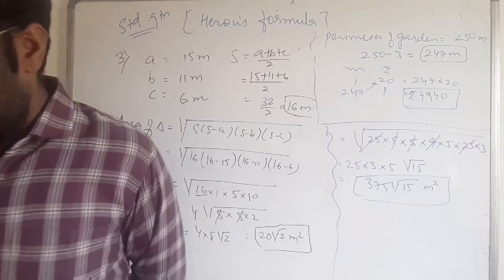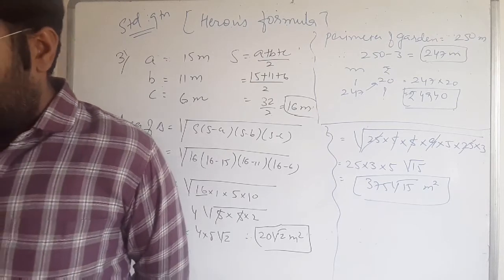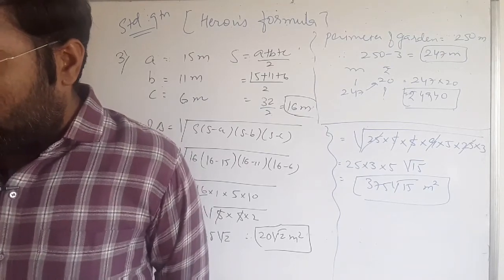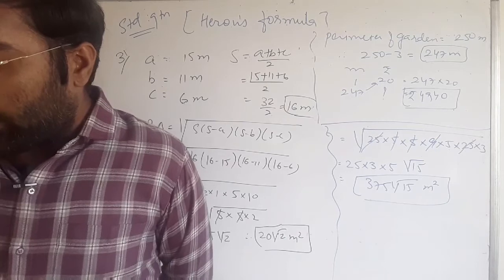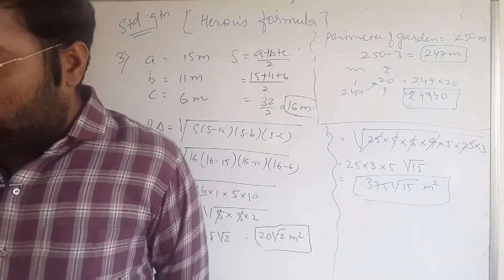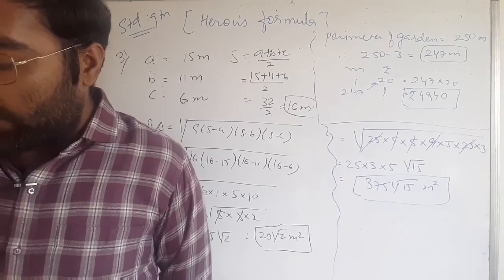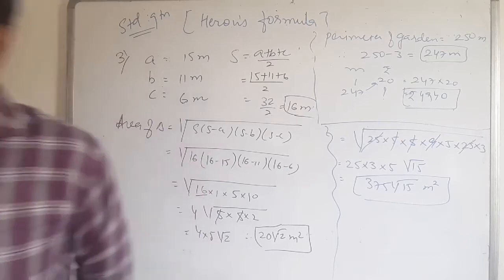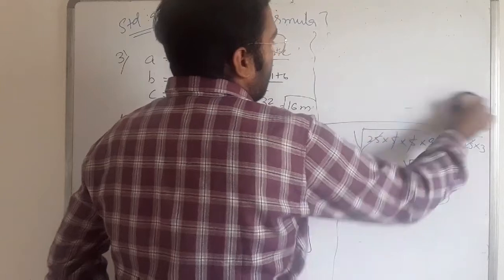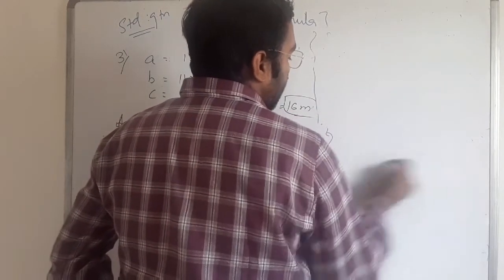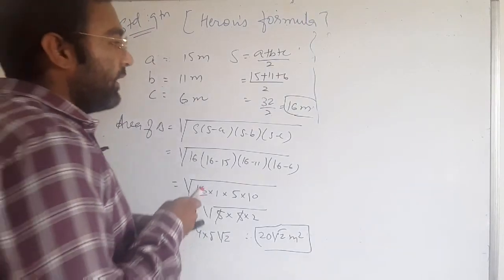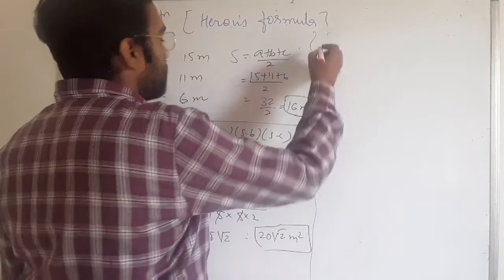Here is one of the questions that is also given: a traffic signal board indicating school ahead is an equilateral triangle with side a. Find the area of the signal board using Heron's formula, and after that, if its perimeter is 180 centimeter, what will be the area of the signal board? So there is an equilateral triangle, and we have to find its area using Heron's formula. This is one of the easy questions.